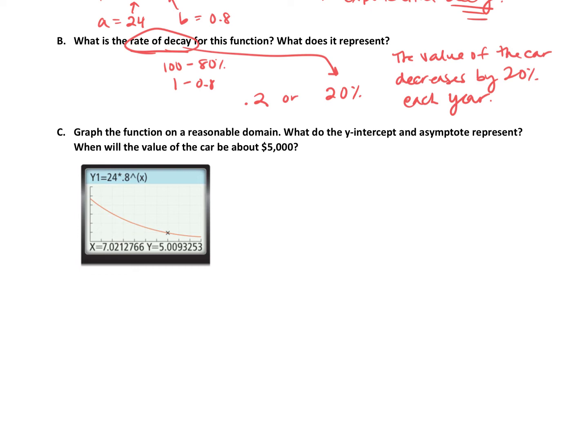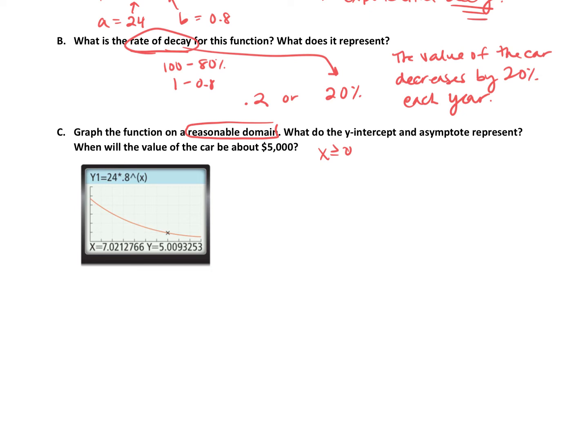So when it says graph on a reasonable domain, remember your coordinate planes have positive x's, negative x's, all that good stuff. Because x is representing number of years, a reasonable domain will have our x's greater than or equal to 0. And because the y is representing the price of the car, our price of the car will be positive. So we're just looking in the first quadrant, basically. When you're graphing this, you don't need to include the other quadrants.